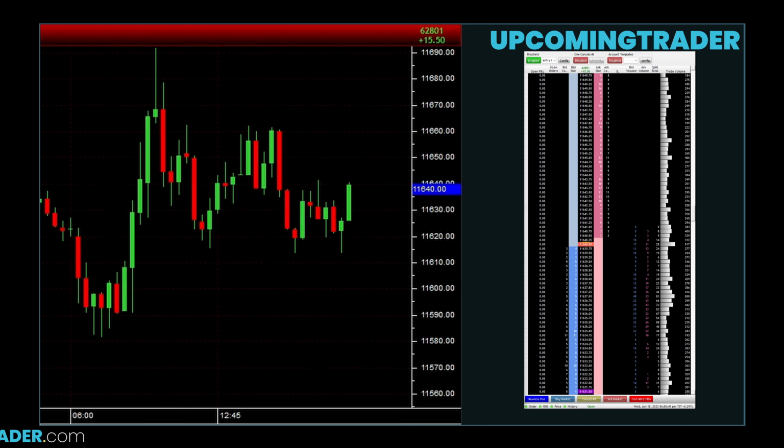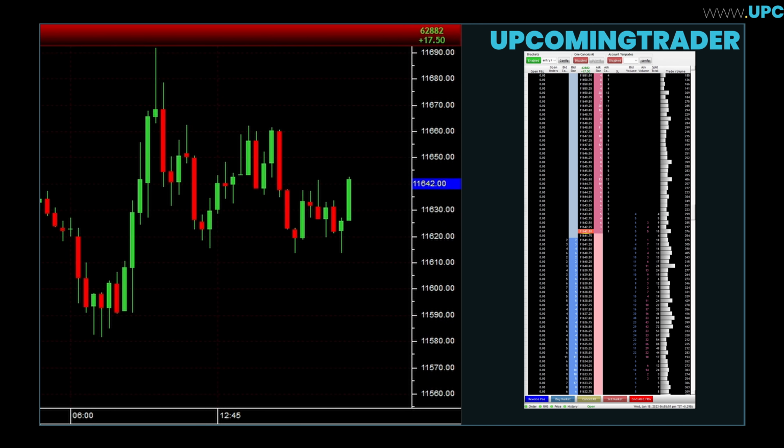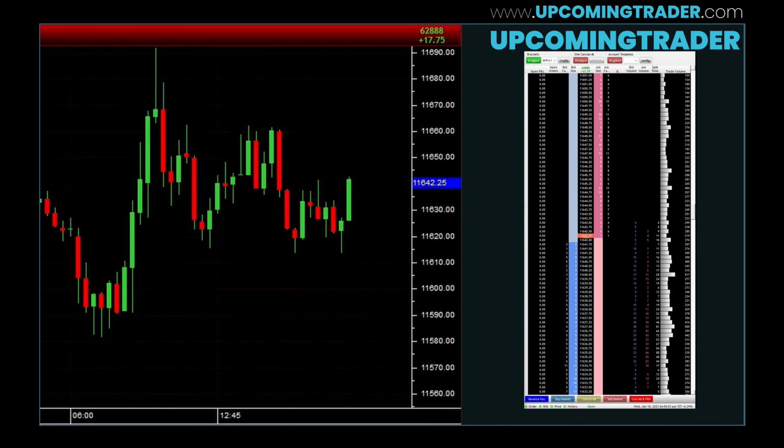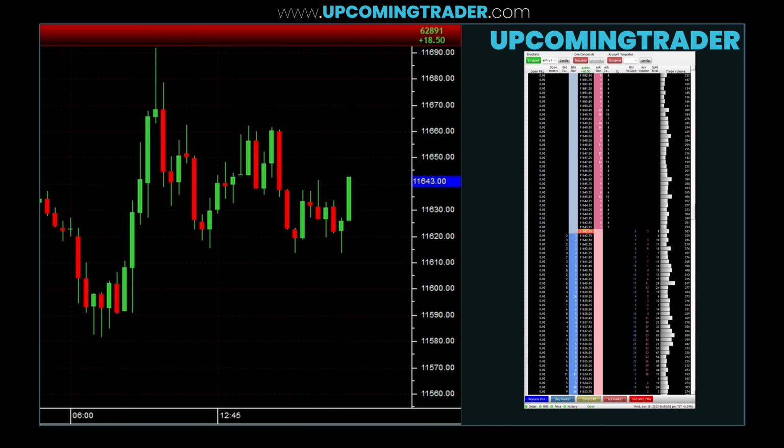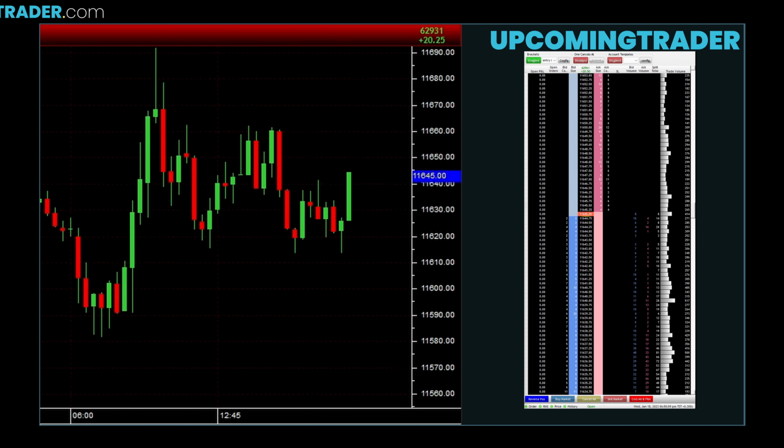Now, let us talk about managing risk. This is a critical part of any trading strategy, especially with time-price opportunity charts. Always use a stop loss to protect yourself. A good idea is to place your stop losses just outside the key levels like the value area or the point of control. This way, if the market does not do what you expected, you will limit your losses.